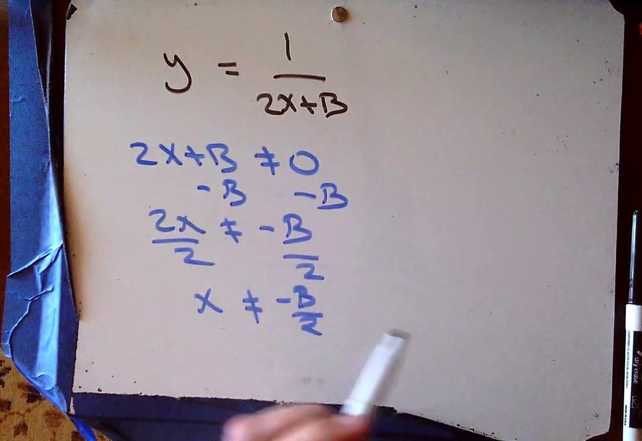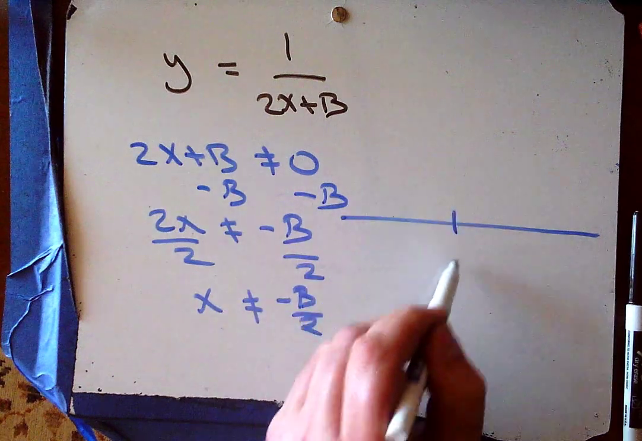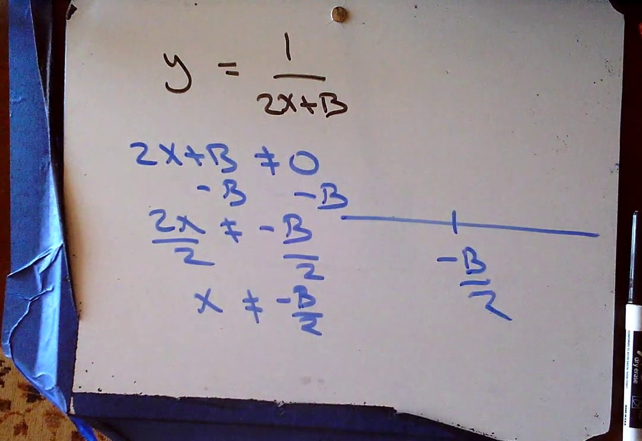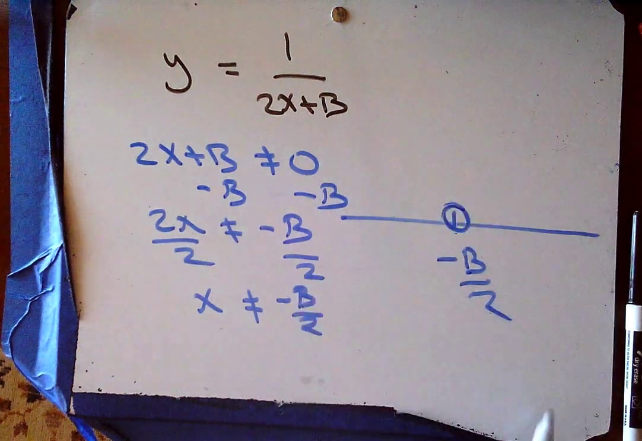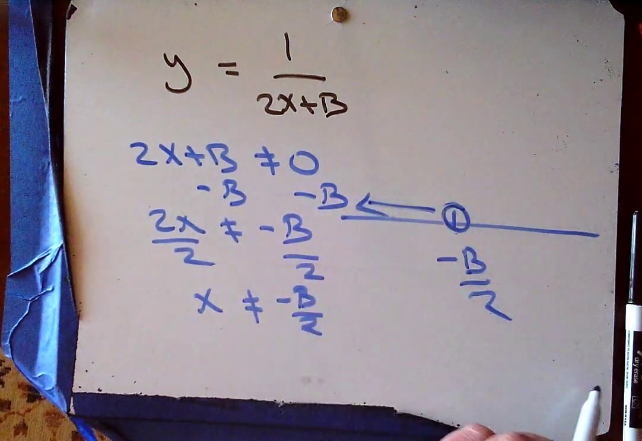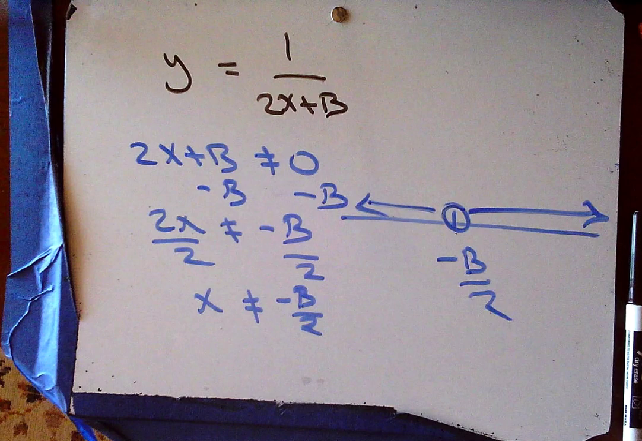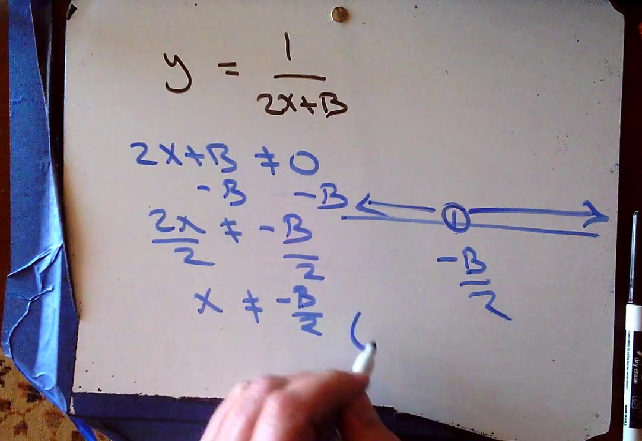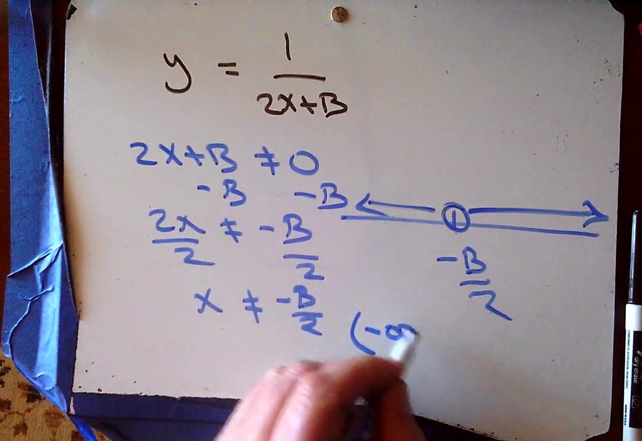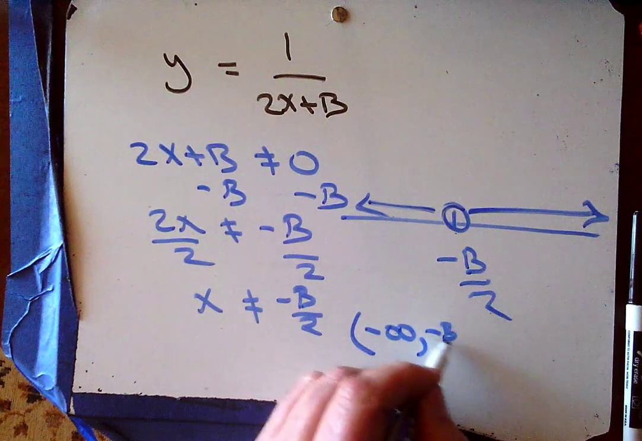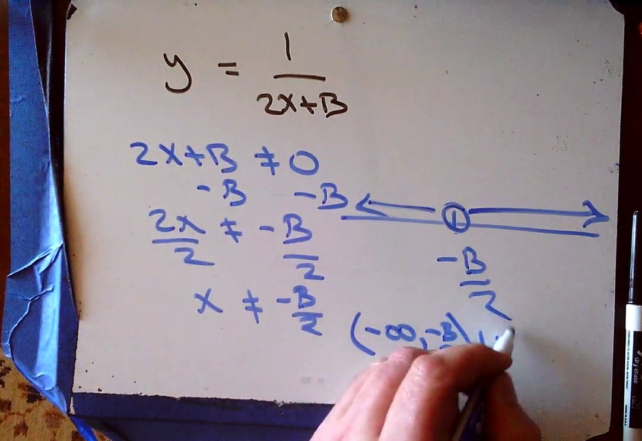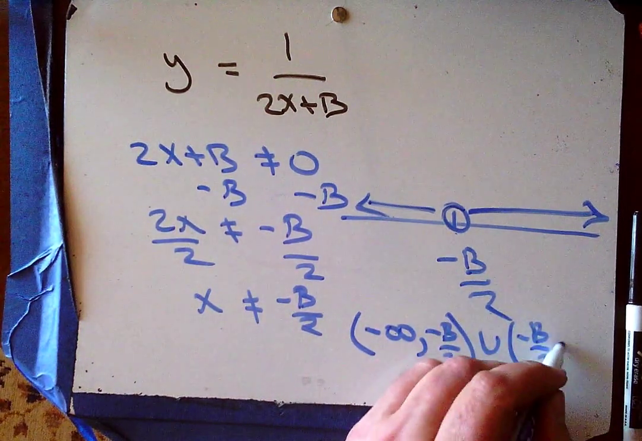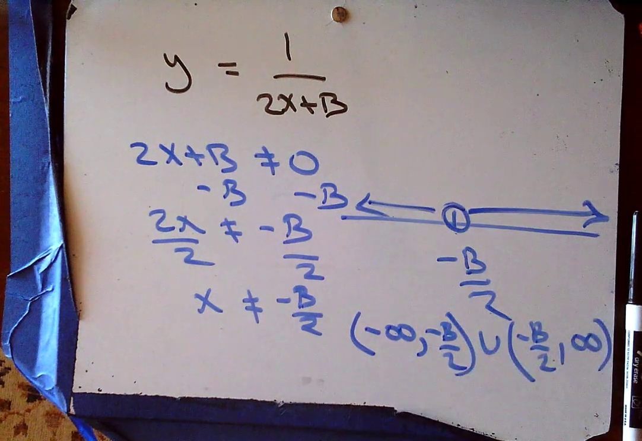Mr. Kuka, I don't know where negative b over 2 is. Sure you do. Look, it's right there. It's the only thing for my number line. And that's what we can't equal, which means we can equal all these numbers, and we can equal all these numbers. And so my domain is going to be negative infinity to negative b over 2, union negative b over 2 to infinity. Okey-doke.